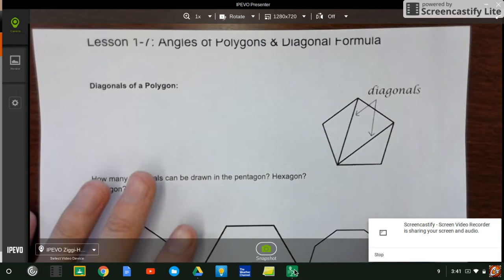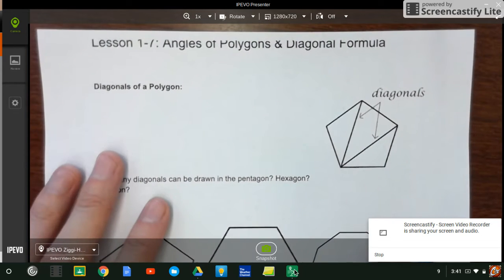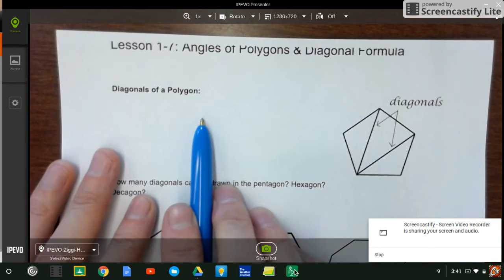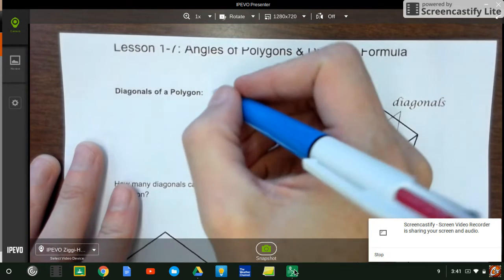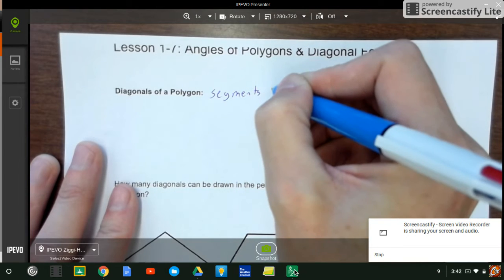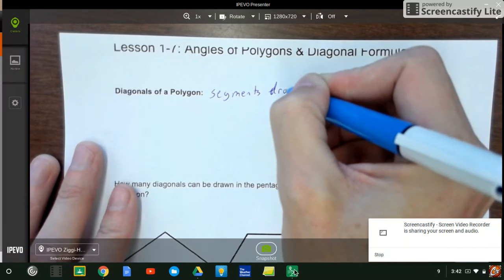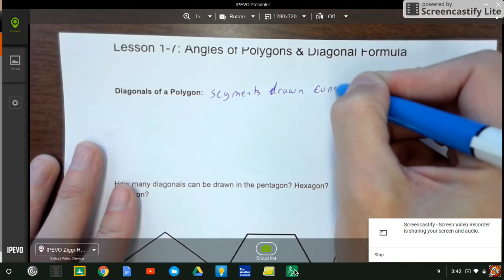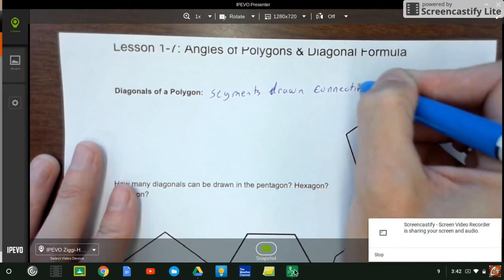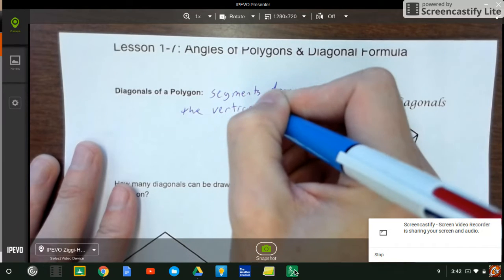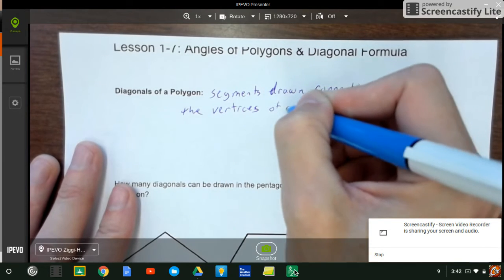Okay, so we've talked about some angles, we've talked about polygons. Let's talk a little bit more about something about polygons, the diagonals. Now, what are diagonals? Diagonals are just segments drawn from or connecting the vertices of a polygon.